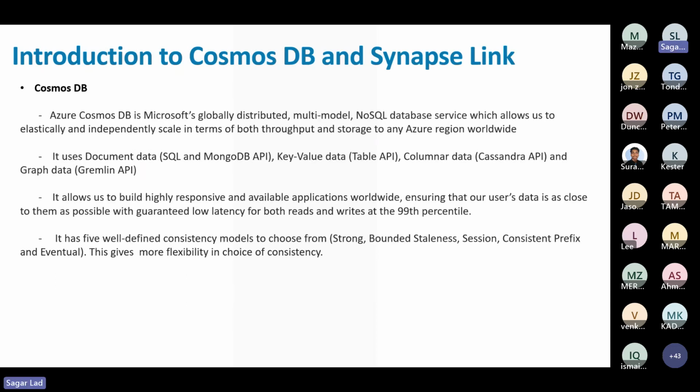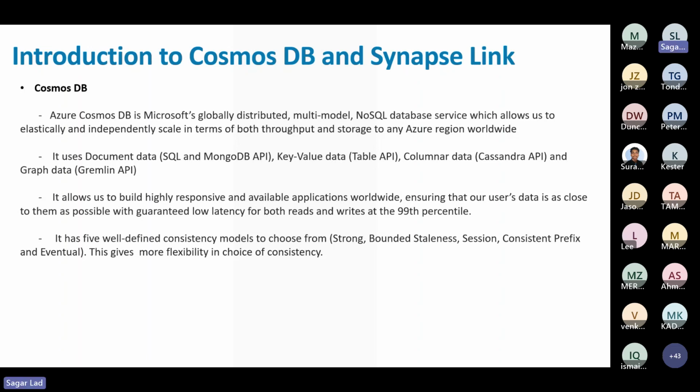Now, what is Cosmos DB? Let's also take a brief look. Azure Cosmos DB is a Microsoft globally distributed, multi-model NoSQL database that allows us to elastically and independently scale in terms of throughput and storage. Cosmos DB provides multiple offerings. It has SQL and document databases, so we can use the SQL and MongoDB APIs. We can use key-value data using the Table API. We can use columnar data with the Cassandra API, and we can also use graph data with the Gremlin API.